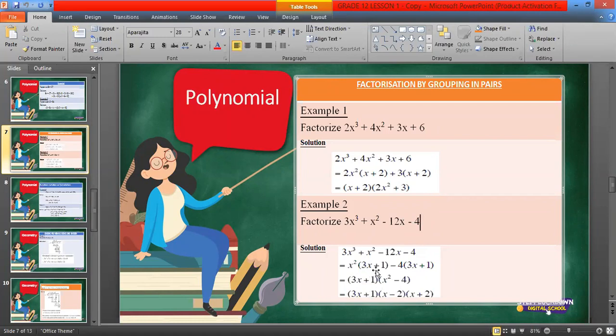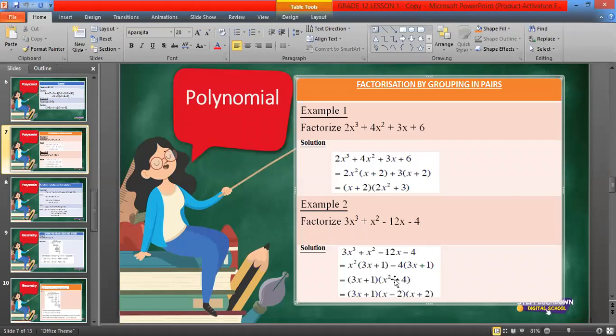We're going to have 3x plus 1, that is what is common. Then your x squared minus 4 is put together in another bracket. And then this one is another difference of squares.